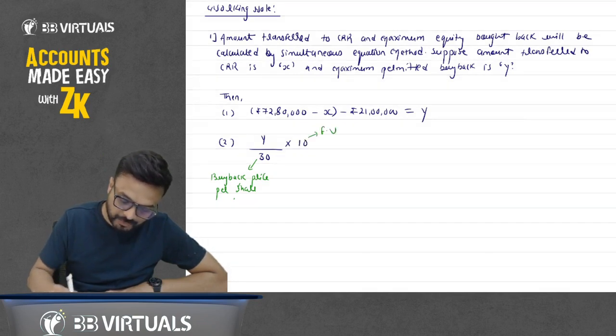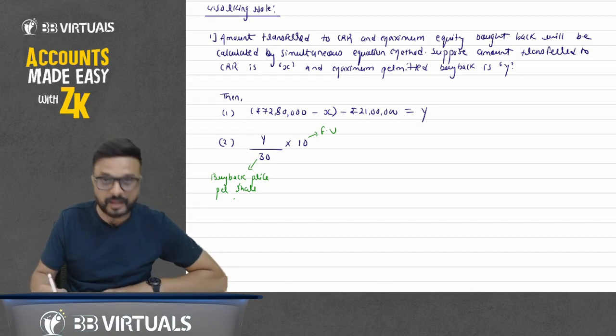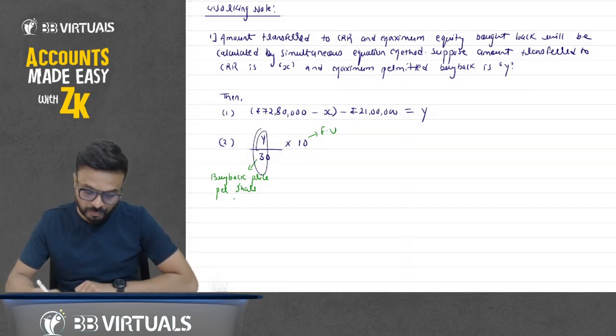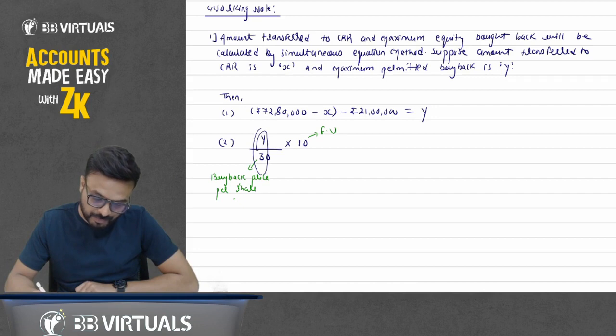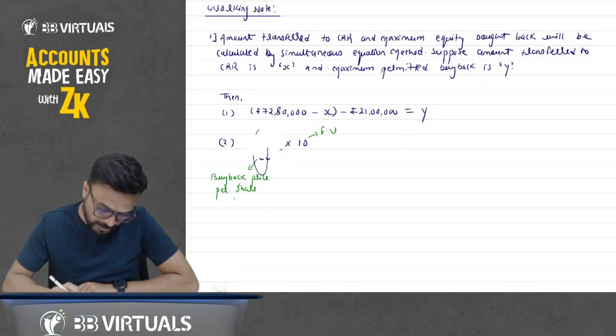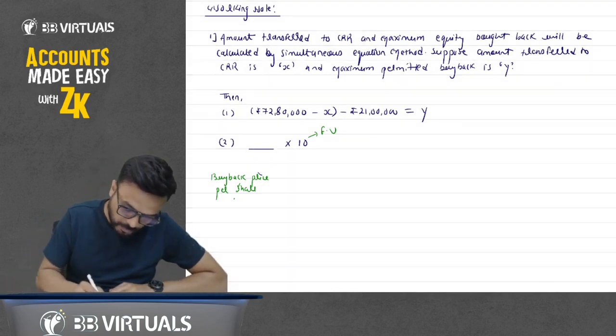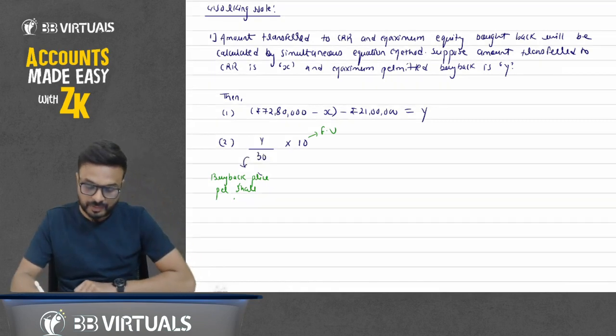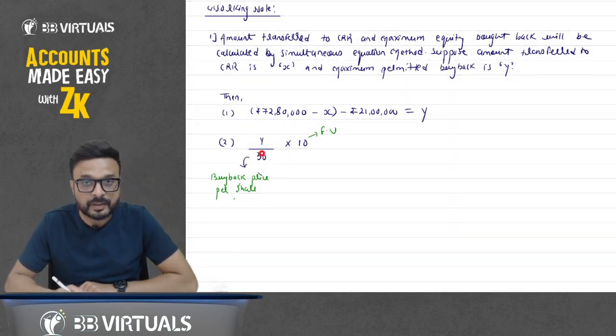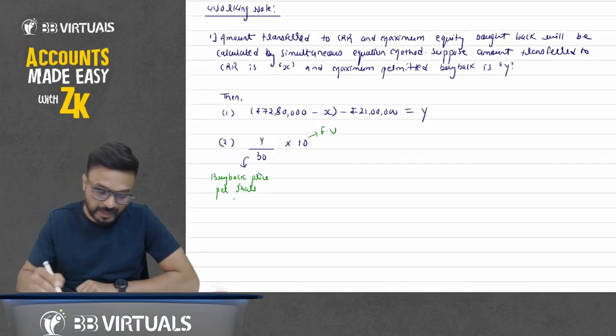So when we transfer to CRR account, we transfer at face value. Y divided by 30 is the number of shares. So this is the number of shares, and multiplied by face value, the CRR will come.